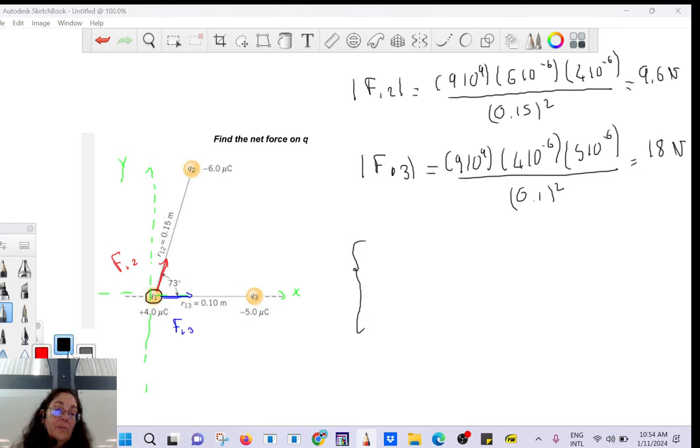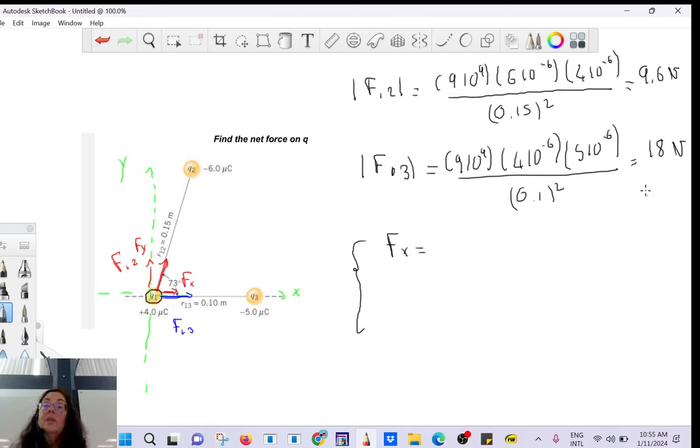So you see, this one is easy, it just has an X component, but this one has an X and a Y component. So it has an x component here, f sub x for 1, 3, and the y component here. So x component, how much of that force is along the x? Y component, how much of that force is along the y? So this is the y component, just for 1, 2. Do you agree?